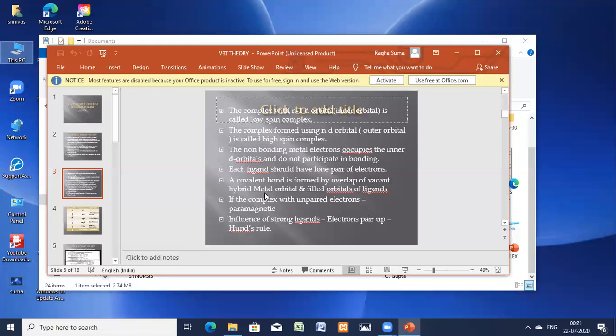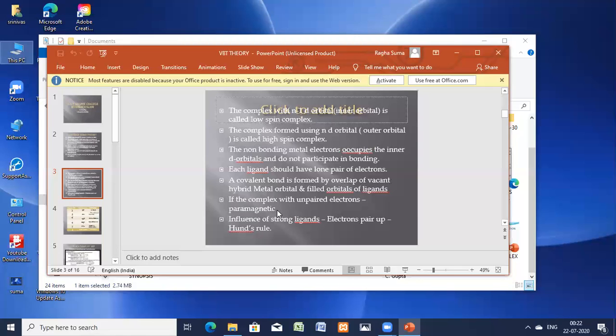Now the complex is formed. The metal and the ligand form a complex here. The ligand is donating the pair of electrons to the hybrid metal orbital, a coordinate covalent bond is formed, and the complex is formed. Now the complex, if it has unpaired electrons, then that is paramagnetic. If it does not have any unpaired electrons, then that is diamagnetic.